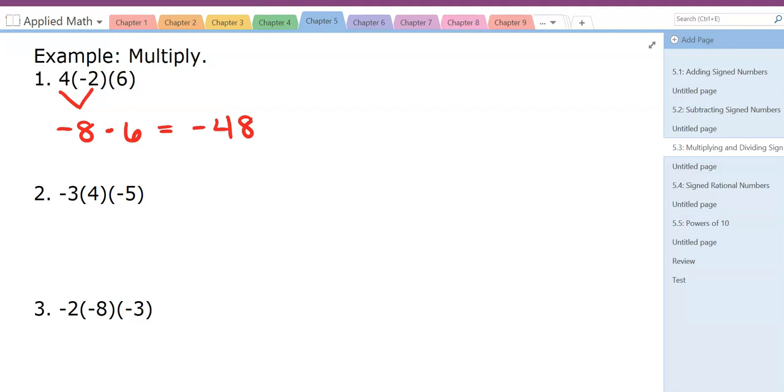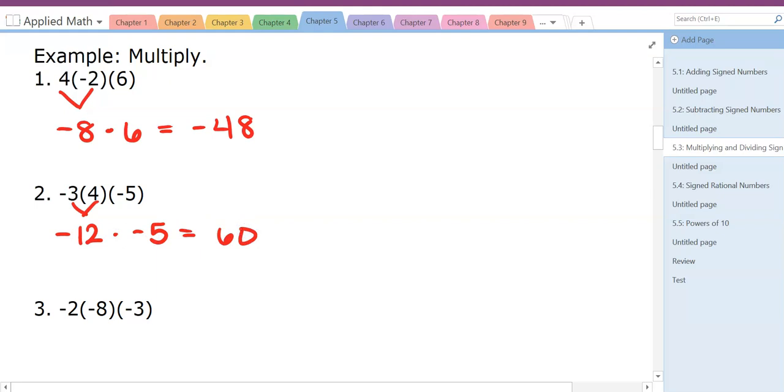How about number 2? What would be negative 3 times 4? So negative 12 times negative 5 would be 60. So negative 2 times negative 8 would be positive 16 times negative 3, so negative 48.